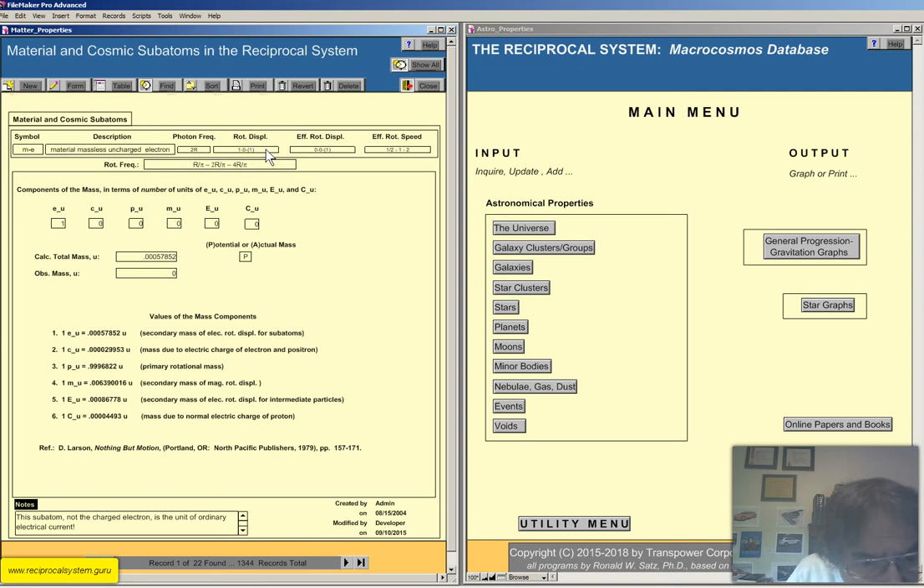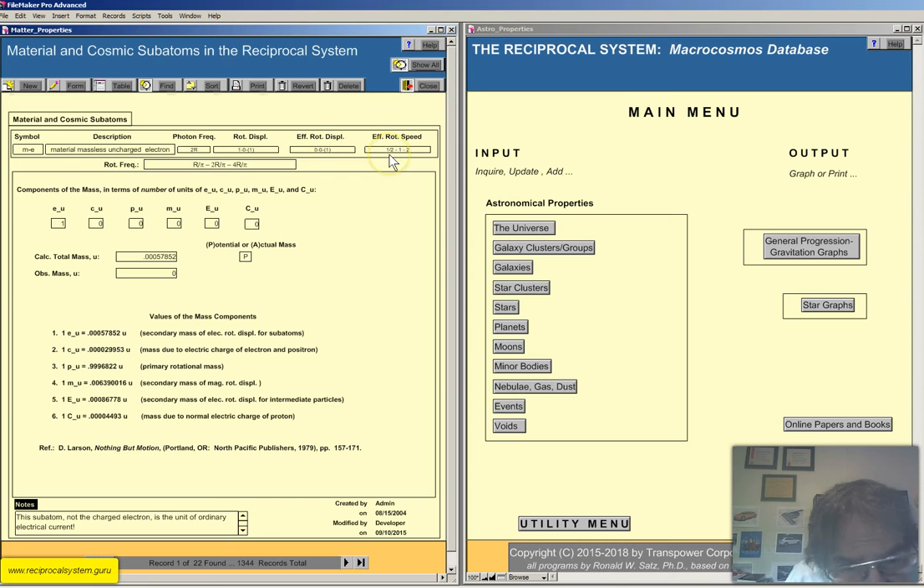The rotational displacement is (1-0-1) in parentheses, which means 1 magnetic rotational displacement, 0 secondary magnetic rotational displacement, and 1 electric displacement in space. So an ordinary uncharged electron is just a rotating unit of space, so to speak. The effective rotational displacements are 0, 0, and 1. So this material electron, the massless uncharged electron, moves outward at the speed of light. It doesn't have any effective rotational displacements against the space-time progression.